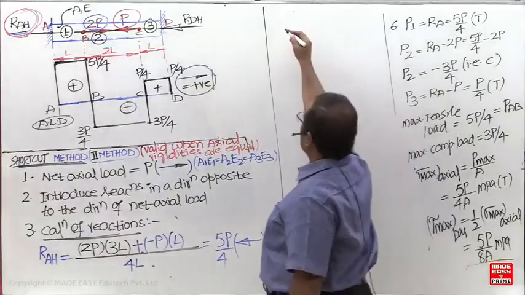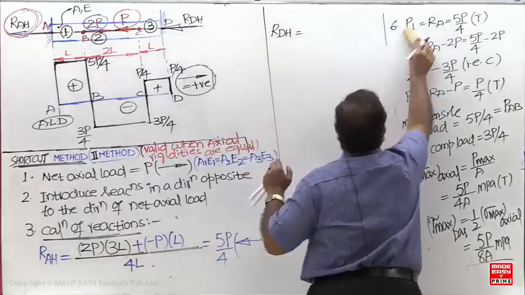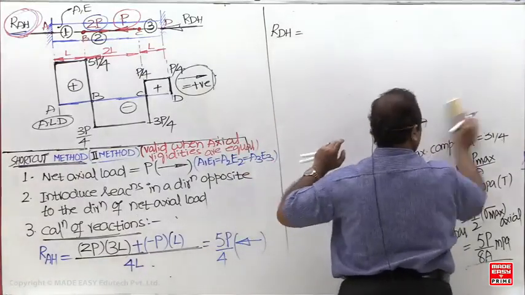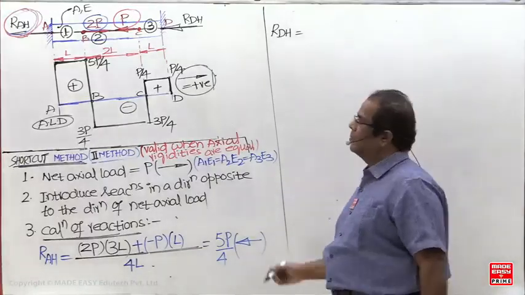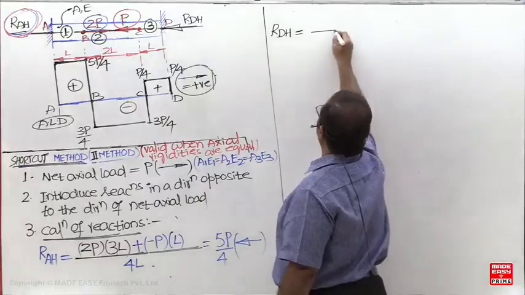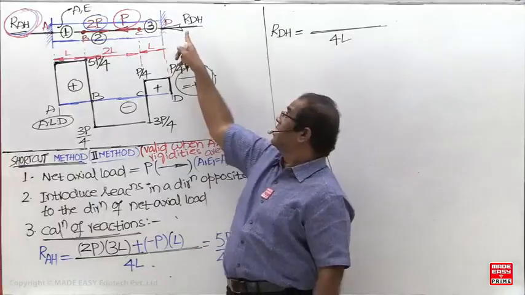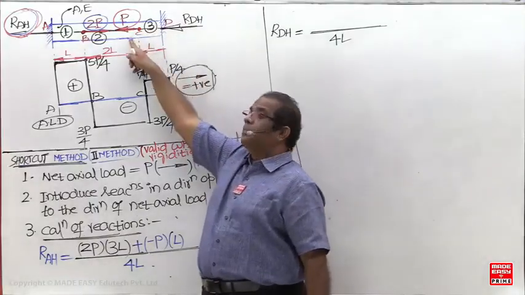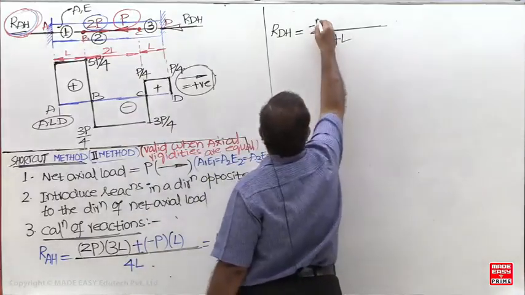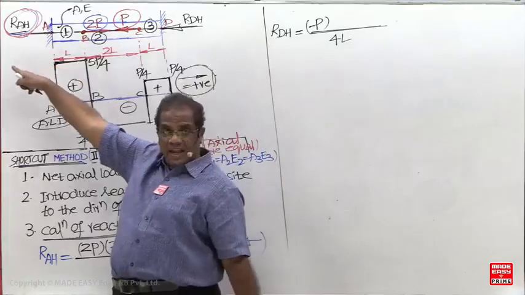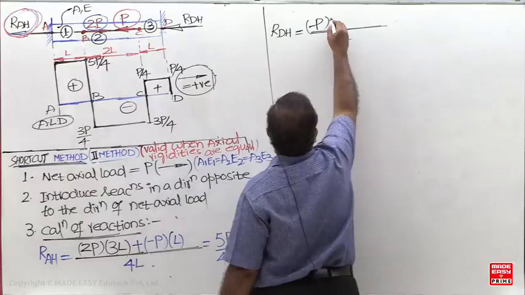Next, similarly, you can calculate the RDH. In the denominator, the distance between the supports, 4L. Now you can see RDH and P are in the same direction. Same direction means negative. And what is the distance between C and A? The distance should be taken with respect to the other support. The distance between C and A is 3L.